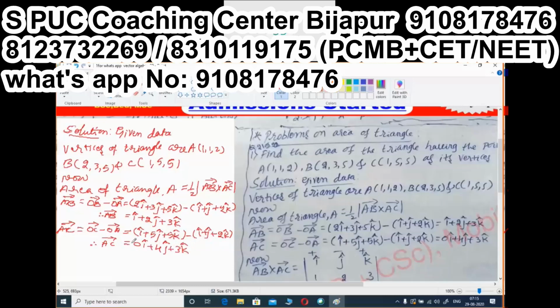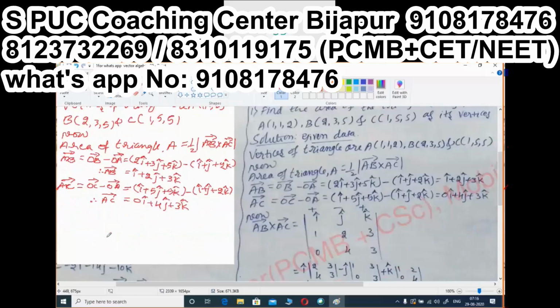So once you have got AB vector and AC vector, as you calculated yesterday also, A vector cross B vector, or one more time you carried out for the diagonals, D1 vector cross D2 vector. In the same way, now you have to find AB vector cross AC vector. So let us do that one. AB vector cross AC vector.